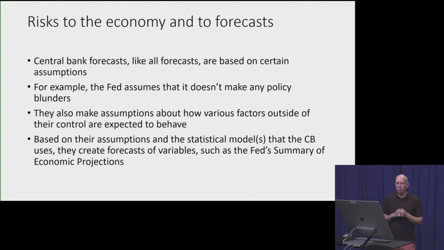So the central bank, aside from actually making the forecasts and communicating these forecasts, also communicates the risks. And it turns out, like we've already emphasized, all forecasts have certain assumptions. One of the assumptions, obviously, is that the Fed doesn't make any policy blunders. But they also recognize that they've got factors outside of their control. Based on these assumptions and the statistical models, which can be pretty fancy, they create these forecasts, and these can be found, for example, in the summary of economic projections.